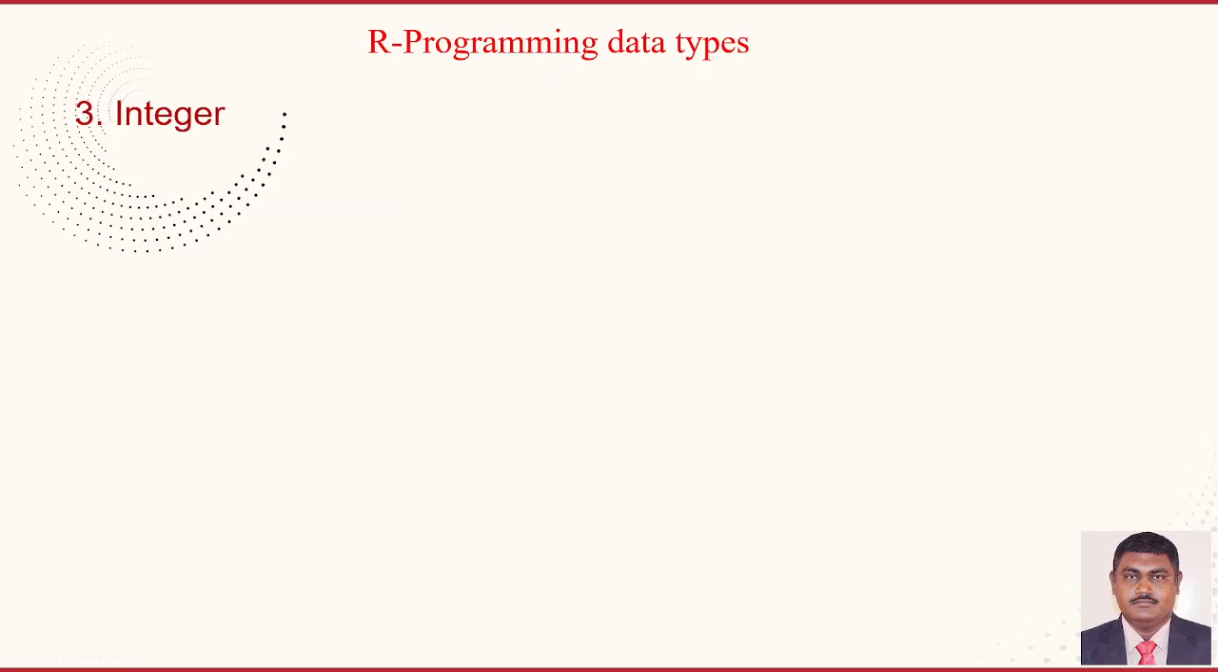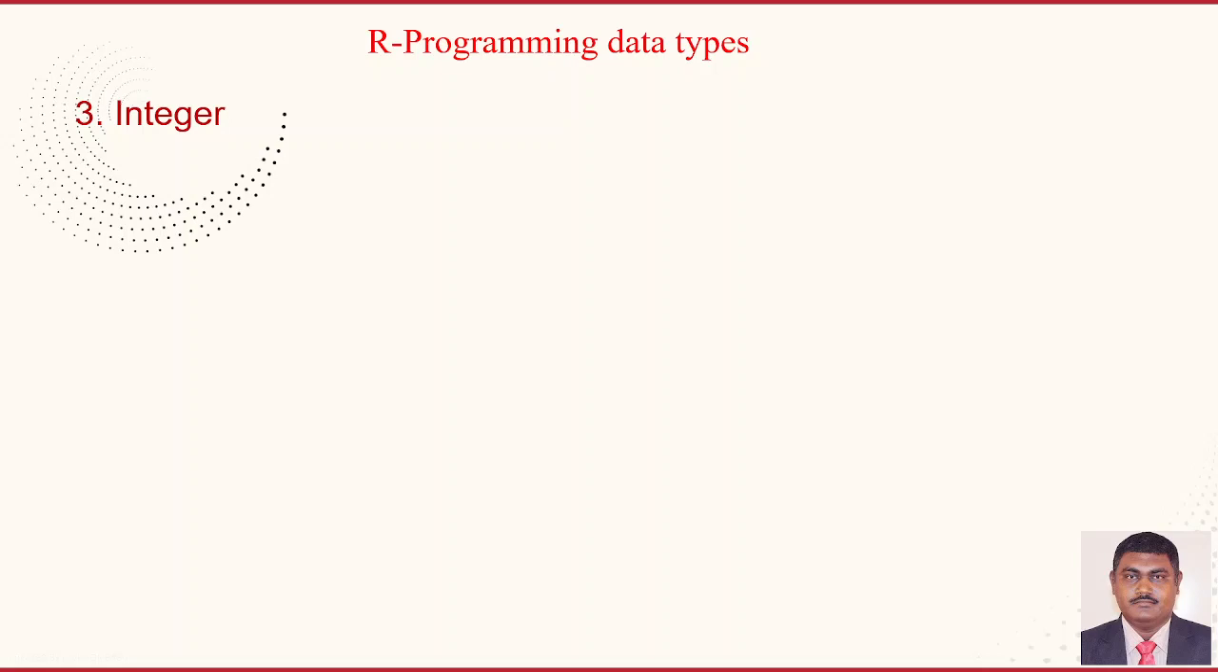Next, integer. In R programming, the integer data type is used to represent whole numbers without decimal points. Integers are a subset of the numeric data type and they can be positive, negative or zero. To create an integer variable in R, you can use the as.integer function or the L suffix. Note that R automatically converts integer to numeric or numeric to integer.